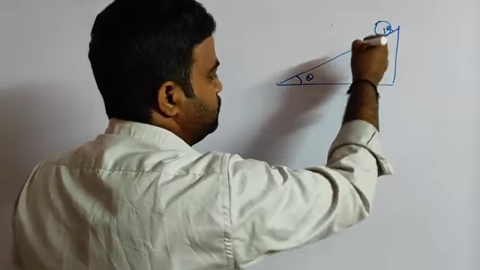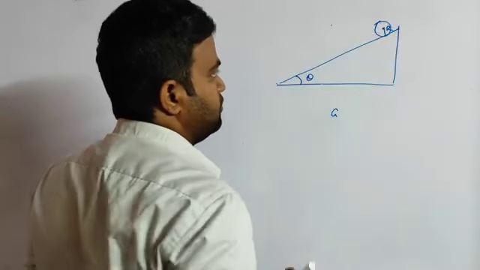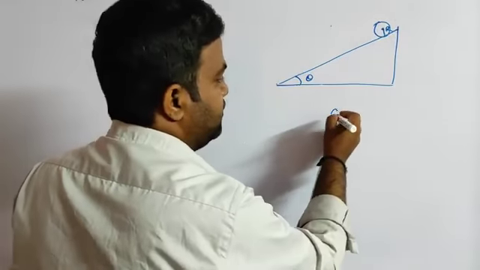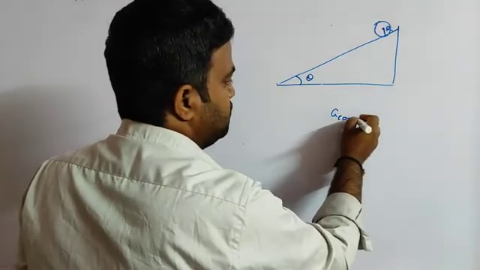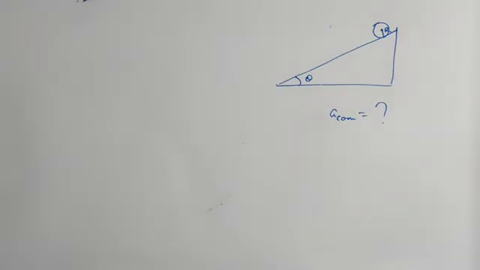So when it is rolling down, what will happen to its acceleration? Because it will have some acceleration of the center of mass. So we'll calculate COM, meaning center of mass. We'll calculate the acceleration of the center of mass.